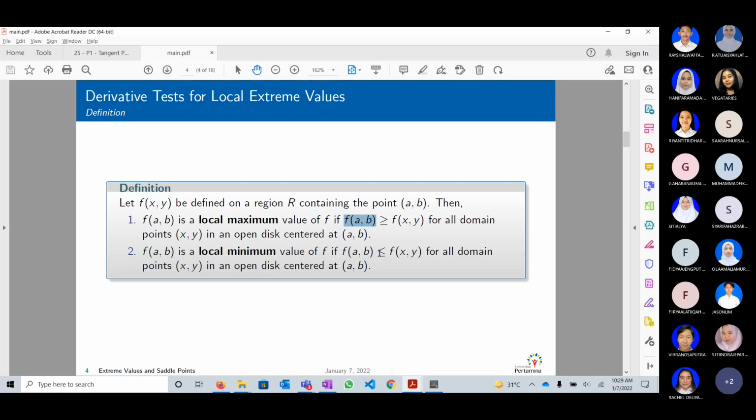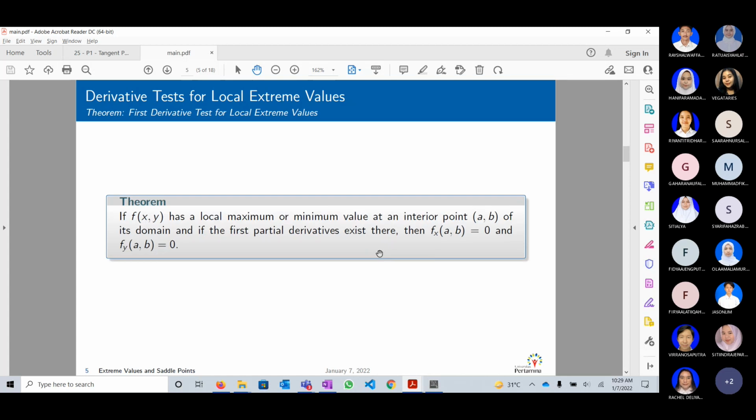And okay, there is the theorem stating that if the function f has a local maximum or minimum value at an interior point a comma b of its domain, and if the first partial derivatives exist there, then the first partial derivatives are both zero.